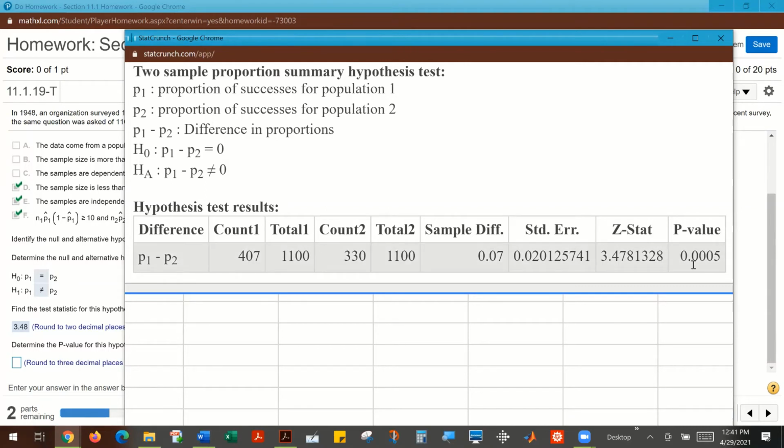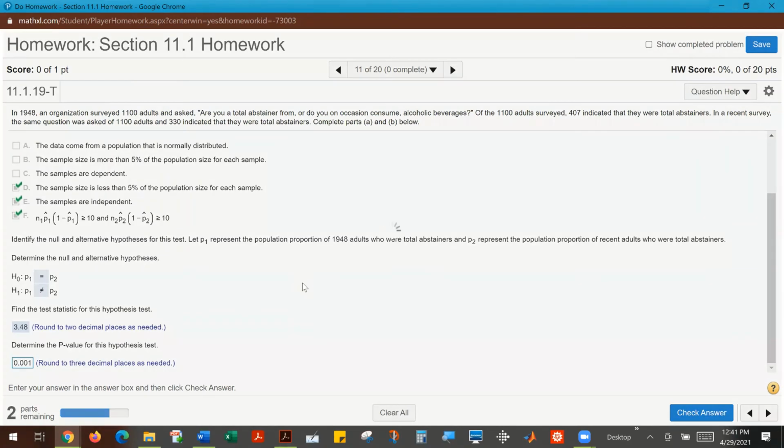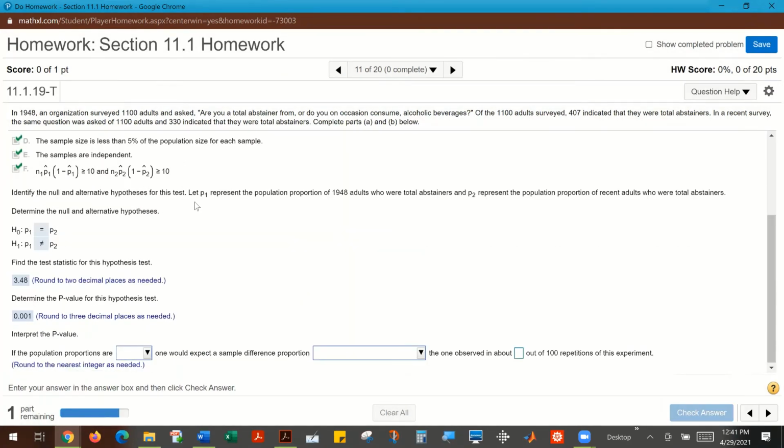So 3 decimal places, this guy will become 0.00, and the 5 makes this number go up, so 0.001. So that's what we're going to plug in here, 0.001. Check that guy.